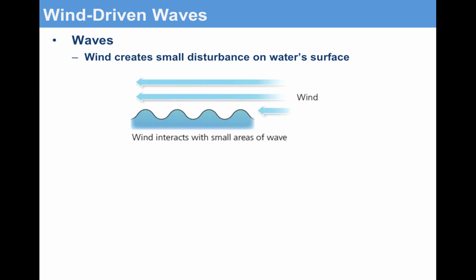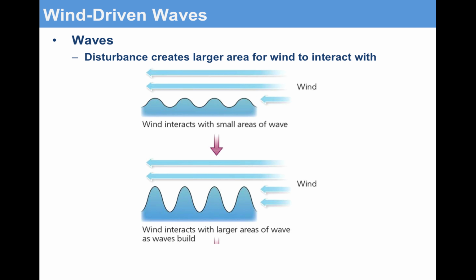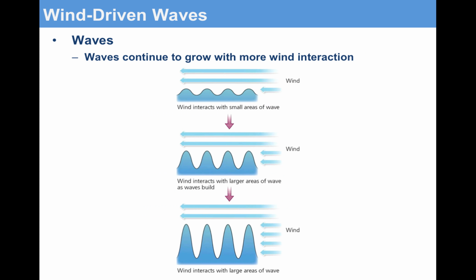So here is what creates waves: wind. Again, that's caused by the Coriolis effect. A disturbance creates a larger area for the wind to interact with. What we're essentially seeing is that we're increasing the surface area that the wind can play with, and you can see that increase in surface area when we start to move those waves around. Waves will continue to grow with more and more wind interaction. This is why during storms, waves can get so powerful.